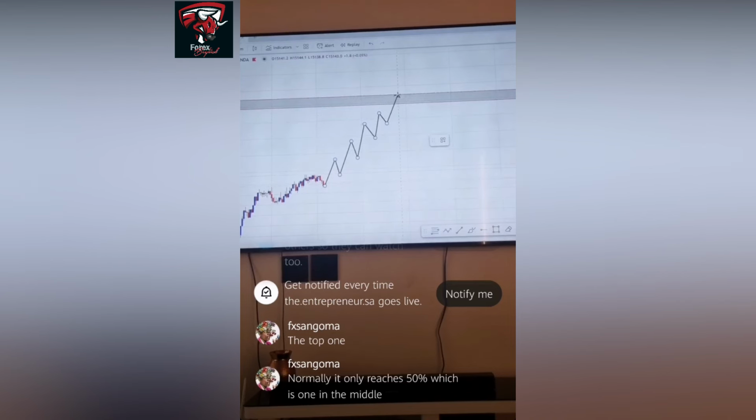Once price taps in, I'm looking for a change of character. So now I'm looking for price to come down. Over here will be a 1 minute order block. Or, as I said also, an extreme imbalance. Price will then tap into that extreme imbalance and continue lower. So once price taps into that extreme imbalance, you can then take your trade from this level.